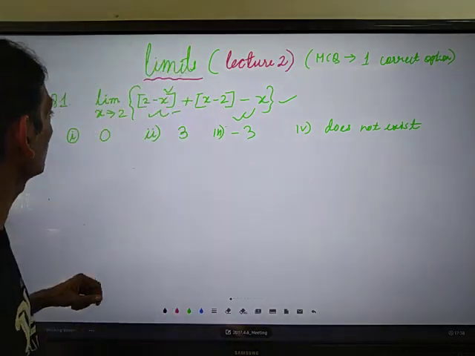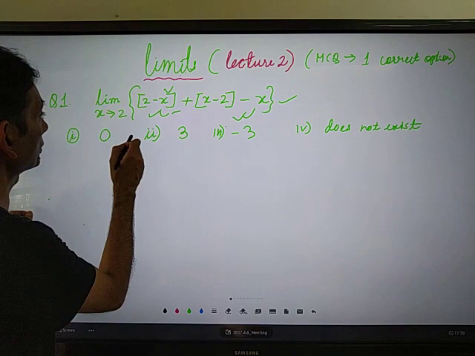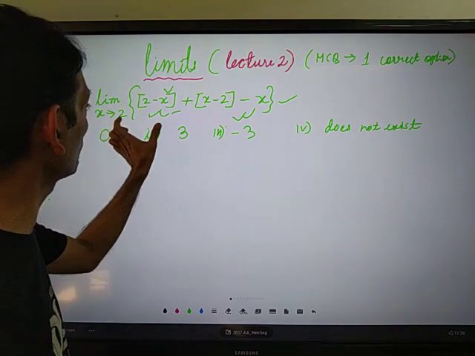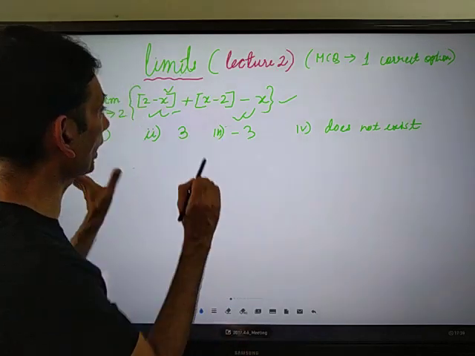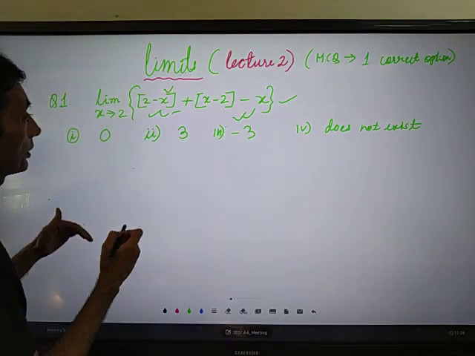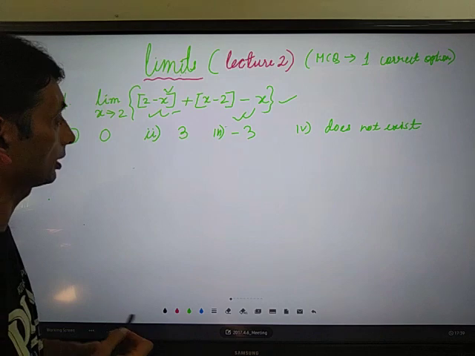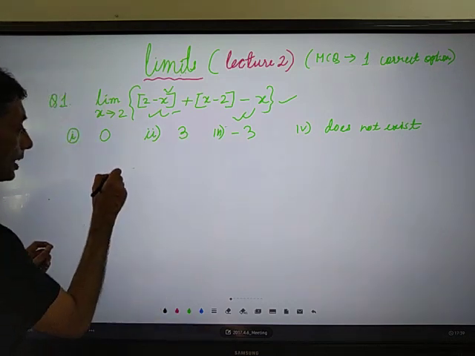This is question 1. For limit x tends to 2 of the greatest integer function of (2 minus x) plus the greatest integer function of (x minus 2) minus x, we need to evaluate this. To evaluate this, first we'll calculate the left hand limit and right hand limit. So let us start with this.